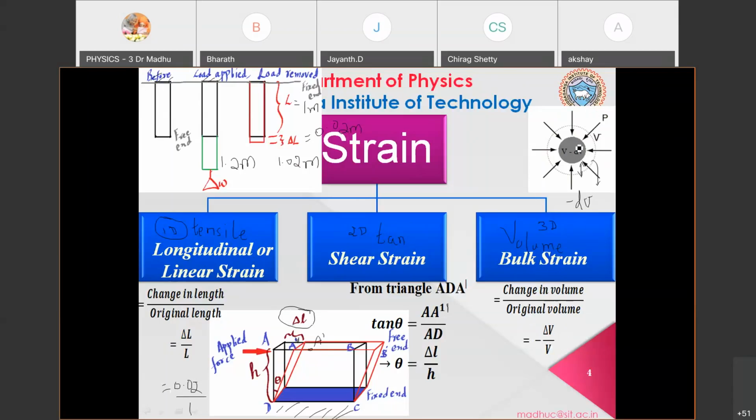Okay, so instead of compressing this, what I can do is pull it out from all directions by applying the same constant force. So in that case, what happens? This volume would become somewhere here. So this would be the volume, so there is an increase in volume.